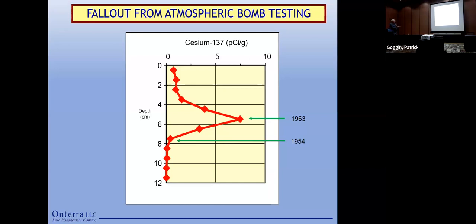Now you don't see a peak at the top here, but if you were in Northern Europe, you would see a tremendous increase as a result of the Chernobyl nuclear power plant accident in 1986. But virtually none of that cesium made it over to the US, so we don't see a remnant of that.